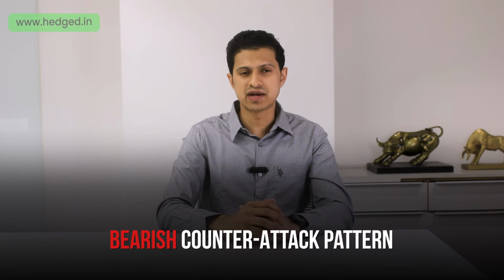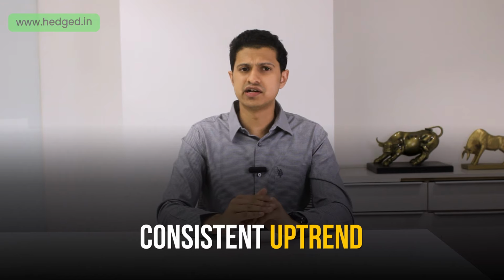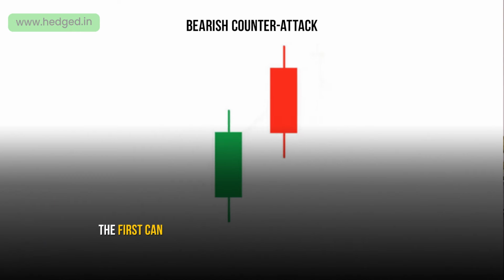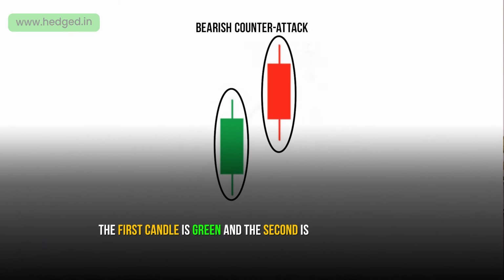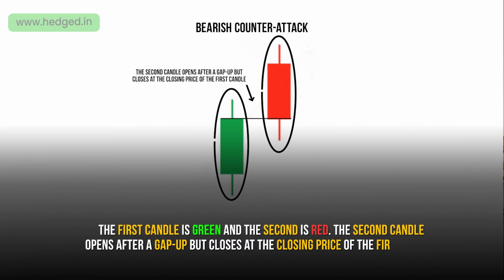Now let's understand a bearish counterattack candlestick pattern. A bearish counterattack candlestick pattern forms at the top. Over here, there is a consistent uptrend where the first candle is green and the second candle is red. The second candle opens after a gap up, but closes at the closing price of the first candle.